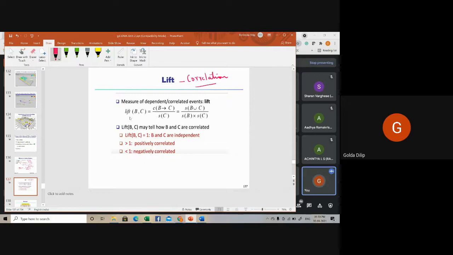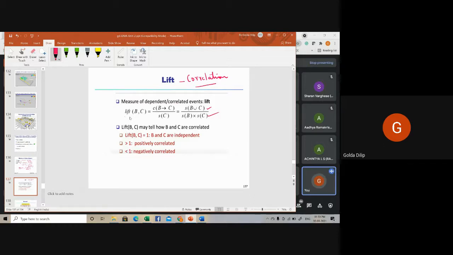Lift of B comma C is equal to the confidence of B to C divided by the support count of C, which can also be written in this fashion. It will tell you how the items B and C are correlated.